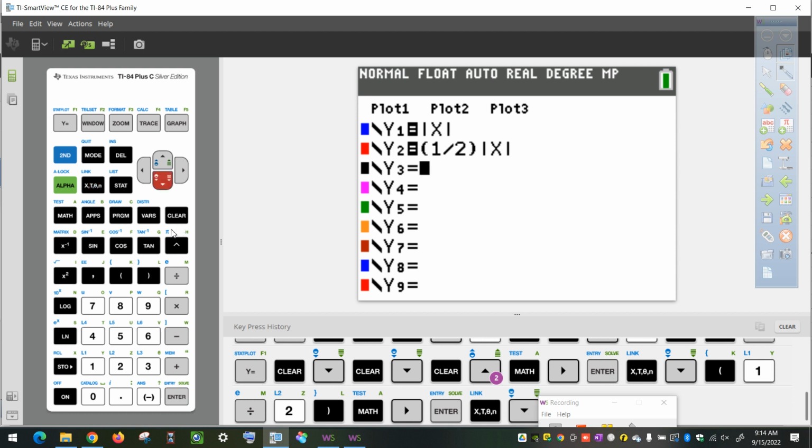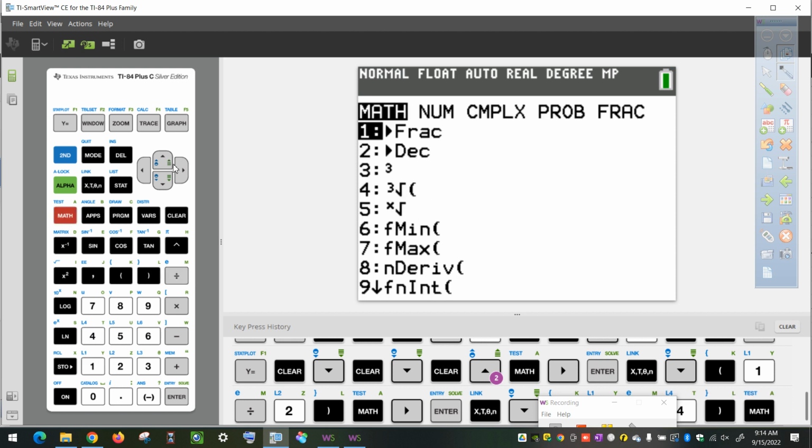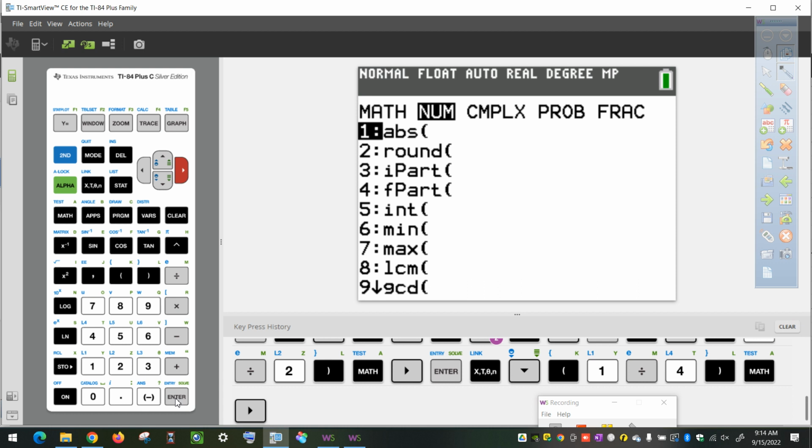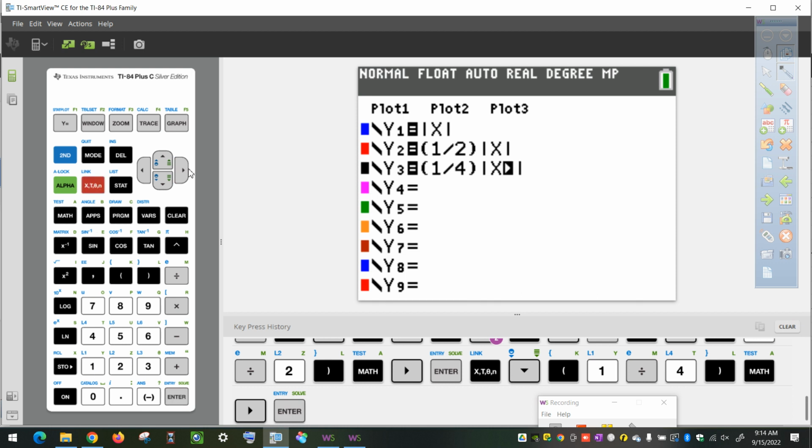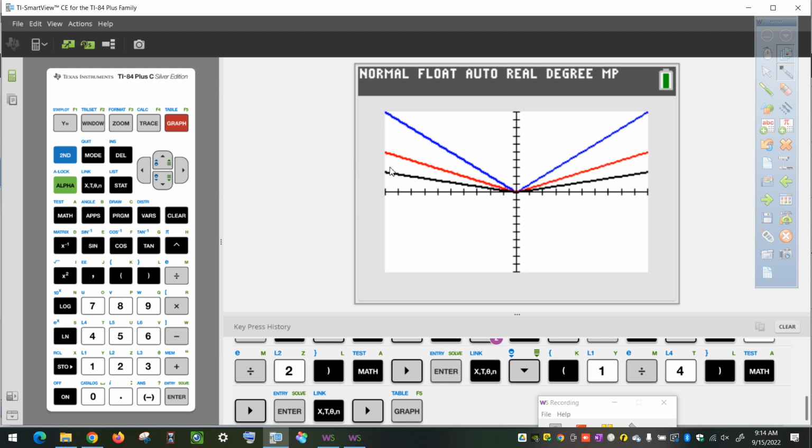All right, so we got 1/2 in front of our absolute value x, and then my next one here, I'm going to make that a 1/4. You could just do 0.25 as a decimal if that feels easier. All right, so we're going to go ahead and graph, and okay, that's a cool looking graph. Reminds me of fireworks. It does look a little bit different. Now the original one is still in blue. Now the ones with the fractions in front are getting wider.